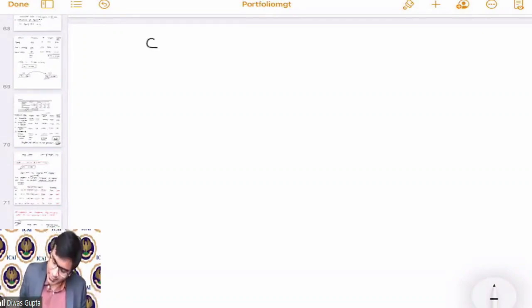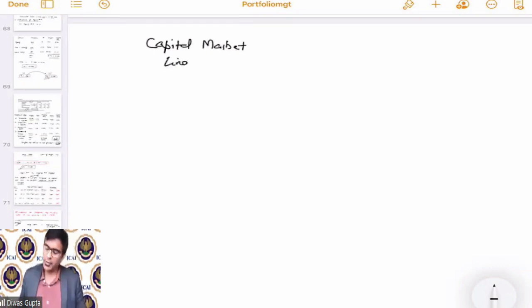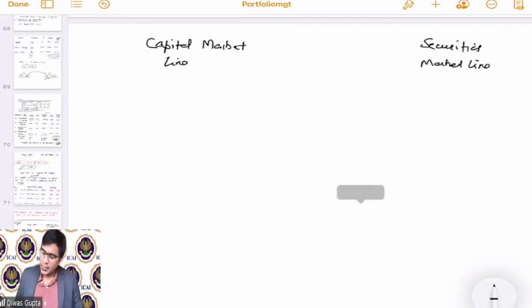So there is a line called the capital market line. This is important from theoretical and practical aspects both. Then there is the securities market line.